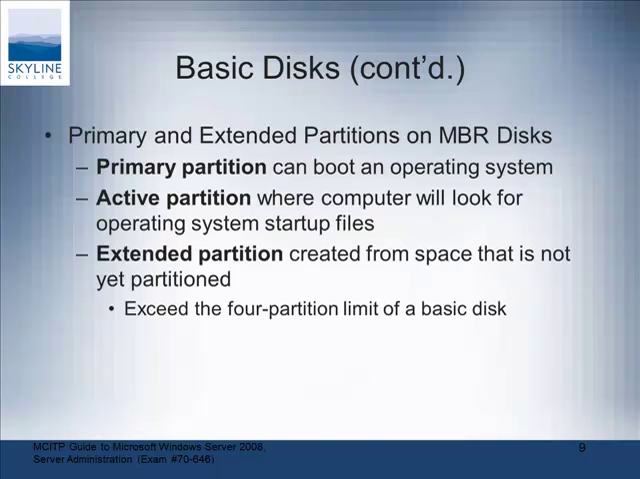Primary and extended partitions on the MBR. The primary partition can boot an operating system. The active partition is where it looks for the operating system. An extended partition is created in space that is not yet partitioned. The extended partition was really, as far as I can tell, designed to be used in DOS when we had 2 gigabytes, basically, for the active partition.